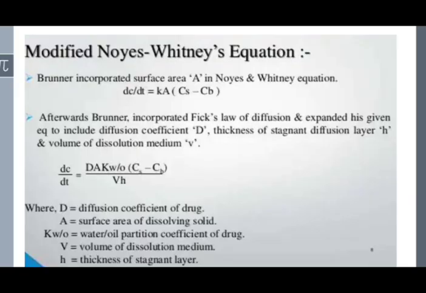Modified Noyes-Whitney equation: Brunner incorporated surface area A in the Noyes and Whitney equation: dC/dt = KA(Cs - Cb). Afterwards, Brunner incorporated Fick's law of diffusion, expanding the equation to include the diffusion coefficient D, the thickness of the stagnant diffusion layer h, and the volume of the dissolution medium V.